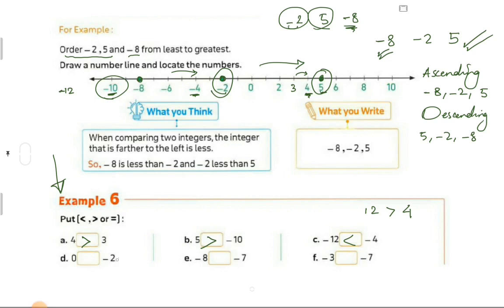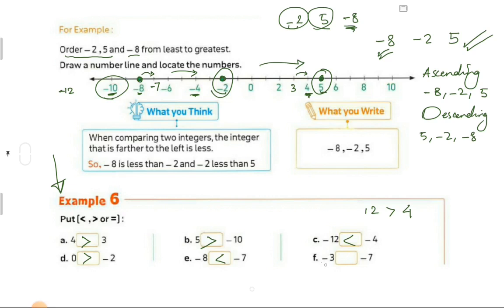0 and negative 2. Of course, 0 is to the left of negative 2... wait, no: 0 is to the right of negative 2, so 0 is greater than negative 2. And negative 8 and negative 7. Is negative 7 to the left or to the right of negative 8? Negative 7 is located here and negative 8 here. Negative 7 is to the right of negative 8, so negative 7 is greater than negative 8.